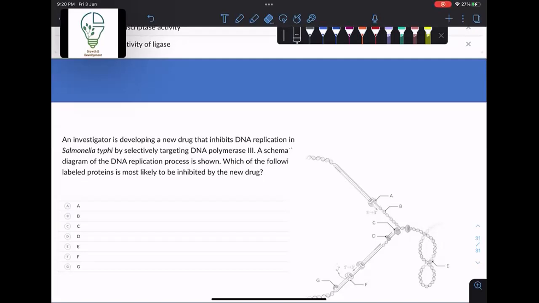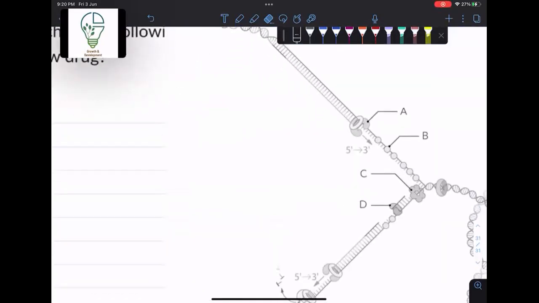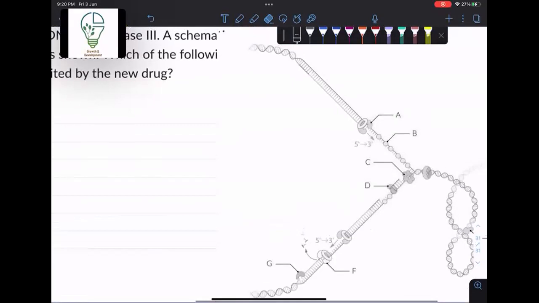Okay, so for those of you who said A, excellent job, very well done. It is in fact A. The reason why it's A and not F here is because remember, it's going in the 5 to 3 direction. This is very, very important that it's moving in the 5 to 3 direction, and that is indicated by this arrow right over here.